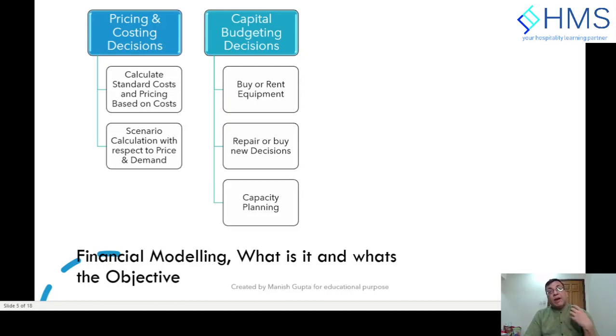Then you are planning for capacity: how big our capacity should be, and when you would need that capacity. You would need a higher capacity in the next 2 to 3 years. Should we buy now, or should we expand later?